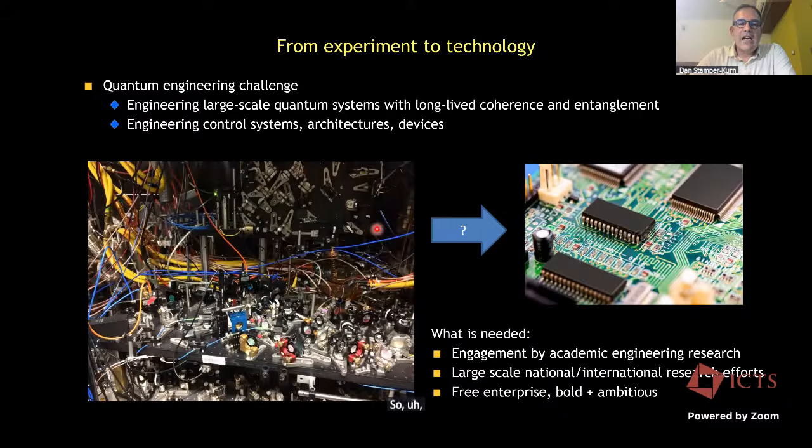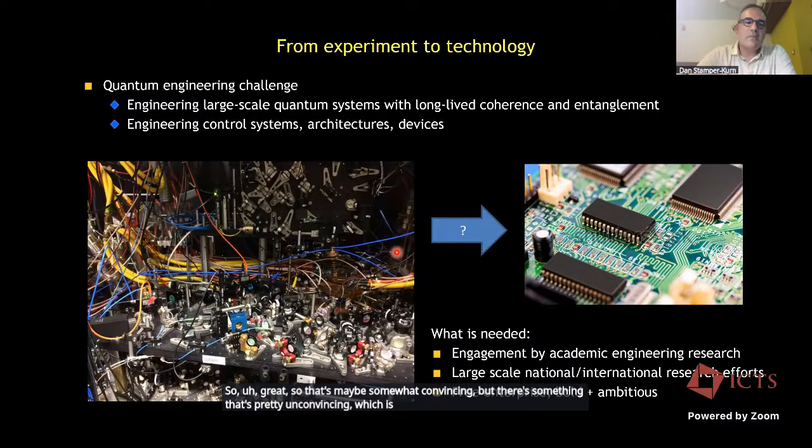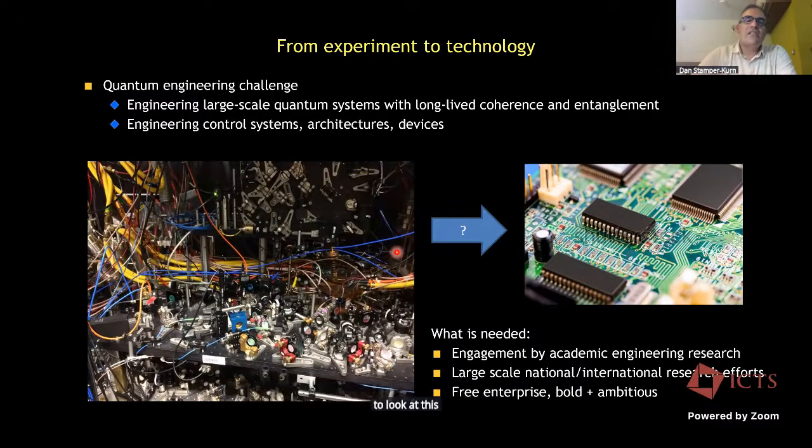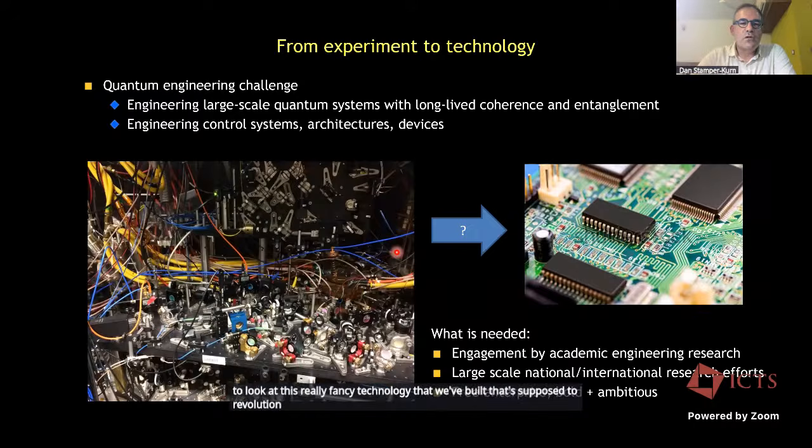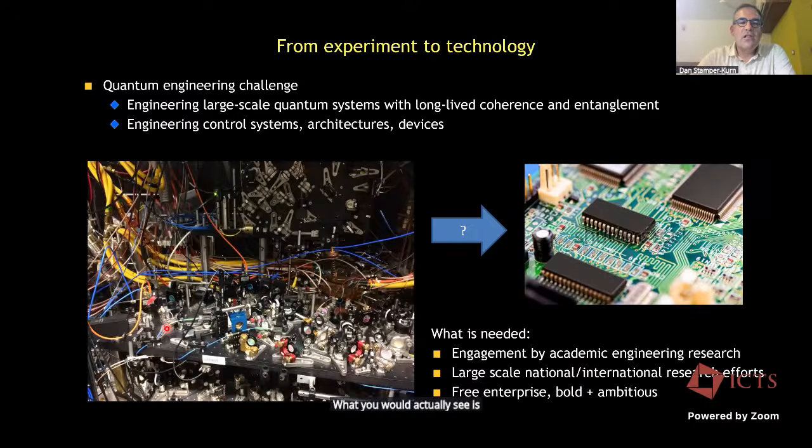So great, that's maybe somewhat convincing, but there's something that's pretty unconvincing, which is if you actually came into my lab to look at this really fancy technology that we've built that's supposed to revolutionize the world, what you would actually see is this god-awful collection of stuff. Lots and lots of optics, posts, breadboards. There's lots of cables that carry high levels of current. The actual experiment, you can hardly see; inside of this space is where the atoms are actually cooled and where the experiments happen. But all the rest of this support structure is really an overwhelming amount of stuff.